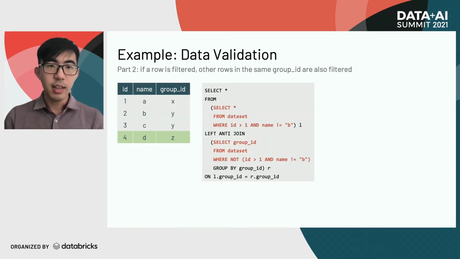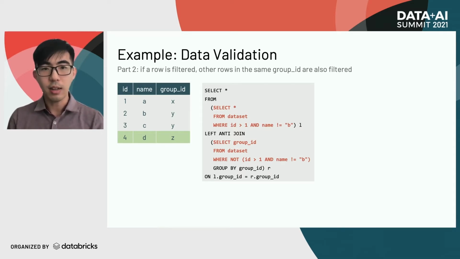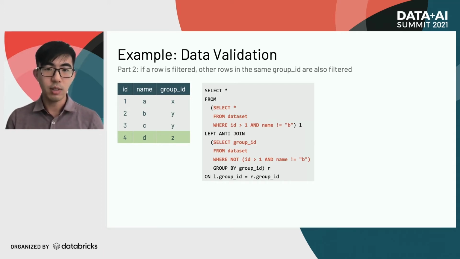Let's say if a row is filtered, we also want to make sure that all the other rows with the same group ID are also filtered. Now, suddenly, instead of just doing a single select from where, we also have to do a left anti-join to subtract out the bad rows.